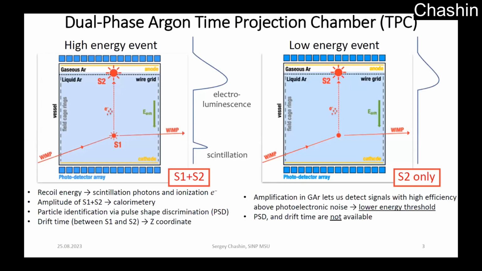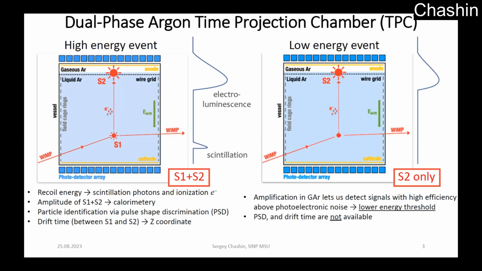Right, so the recoil energy of the target particle after the interaction in the dual phase argon time projection chamber can be detected via scintillation photons, which form the scintillation signal S1, and ionization electrons, which are extracted by the electric field into the gaseous phase. There electroluminescence happens, and it forms the ionization signal S2.